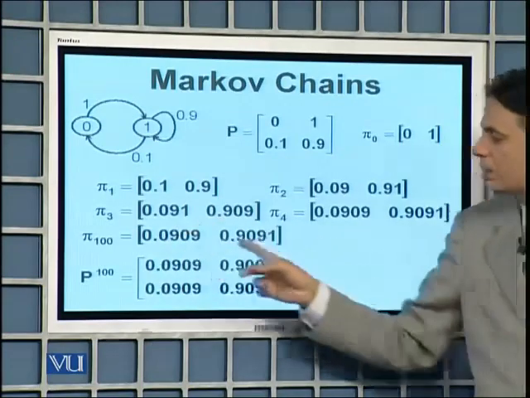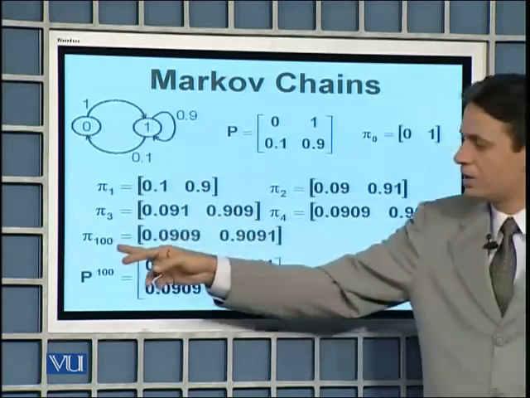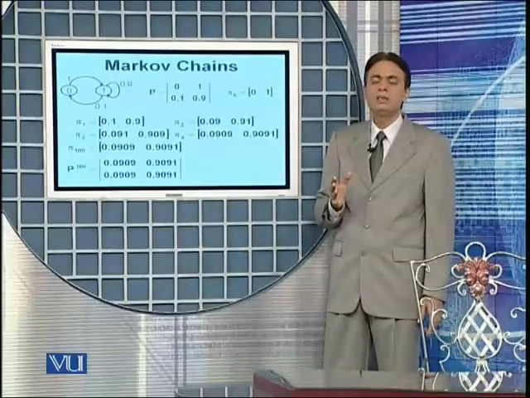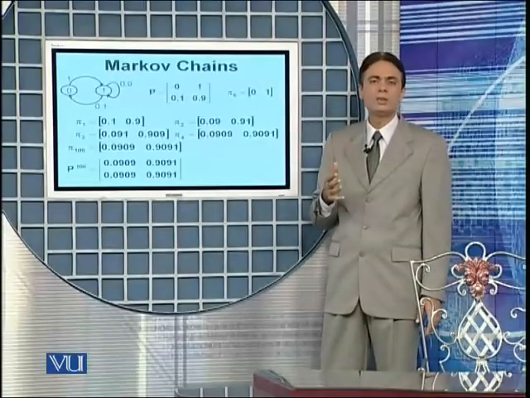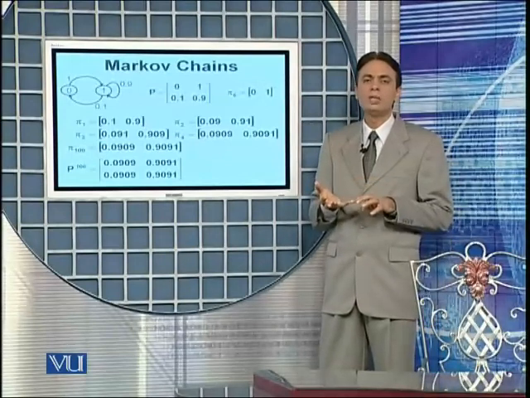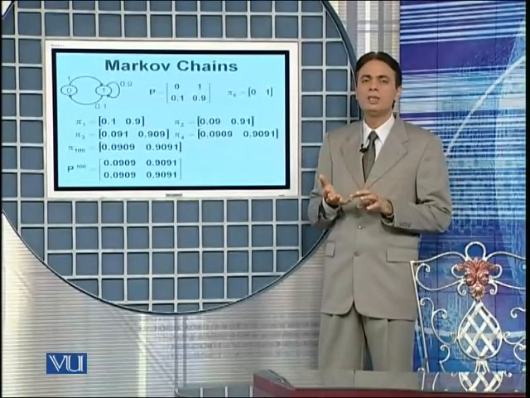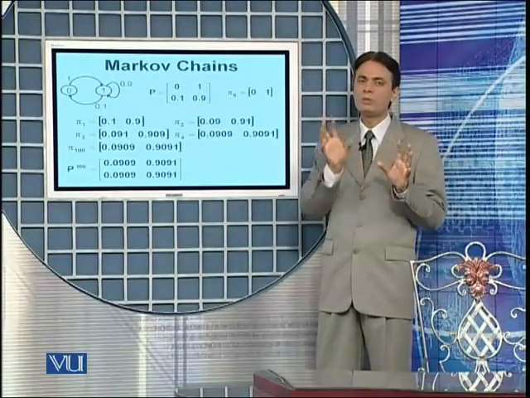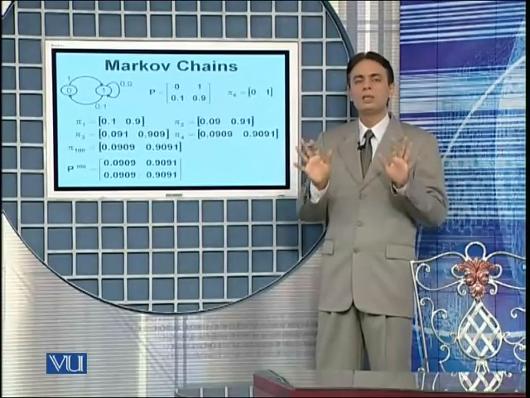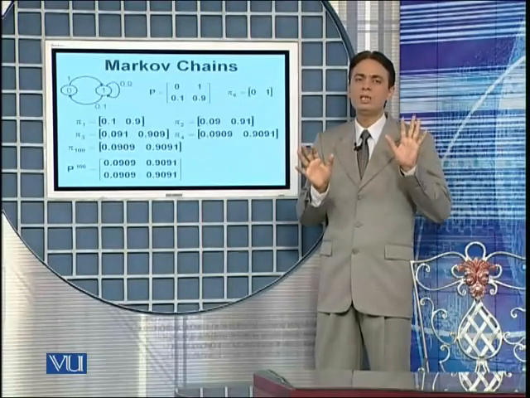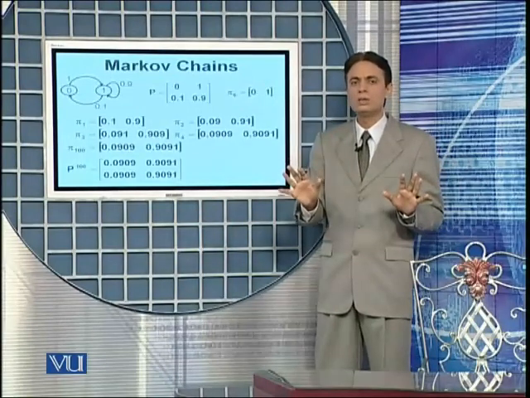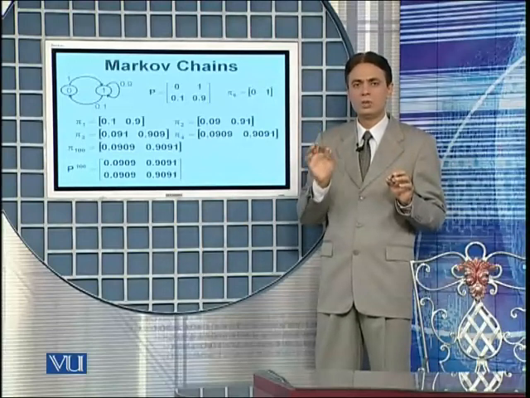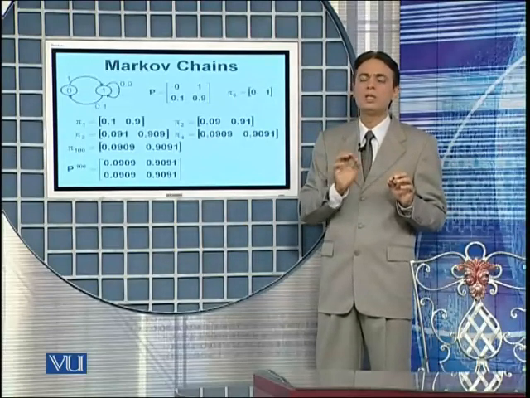And the same probability will be applicable on 101st day, 110th day and 1000th day. I'm not saying that on 100th day or 1000th day machine will be broken or machine will be fixed. All I'm saying is that probabilities have settled down. Eventually, even though you started with probability of 0, 1, eventually the probabilities of finding machine in a working condition or in a broken down condition have settled down to their values of 0.0909 and 0.9091.